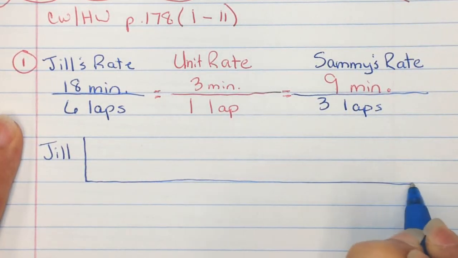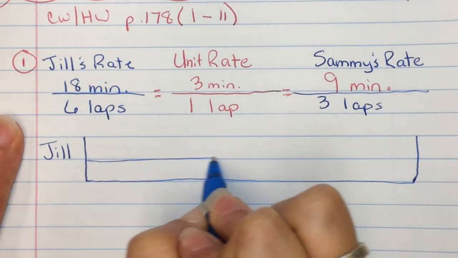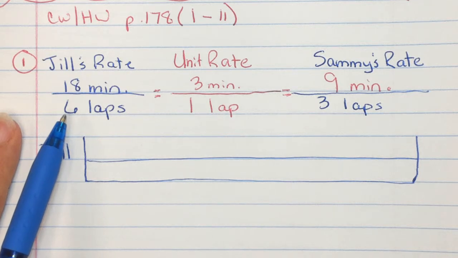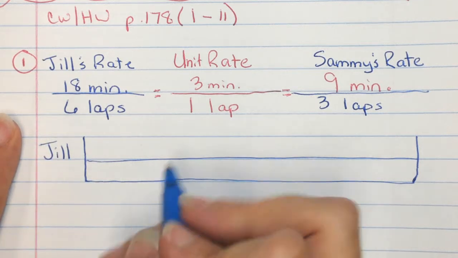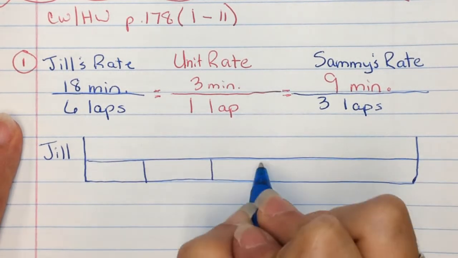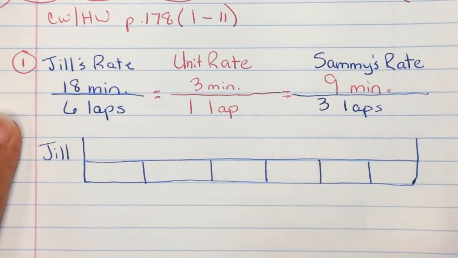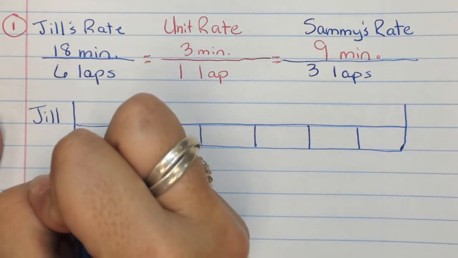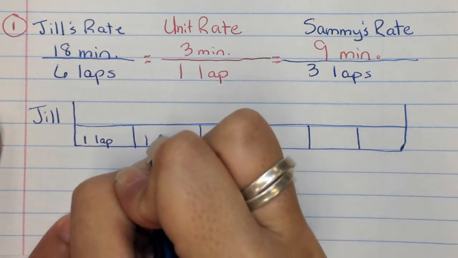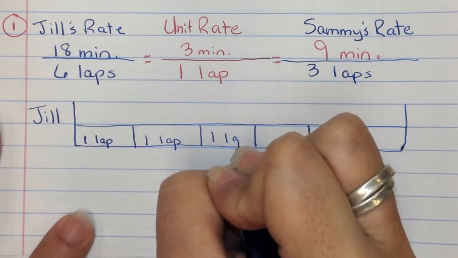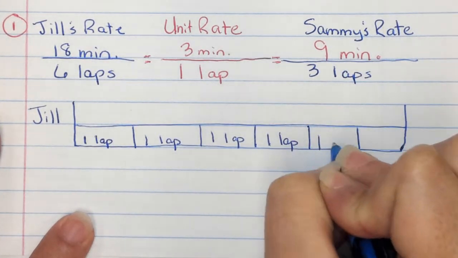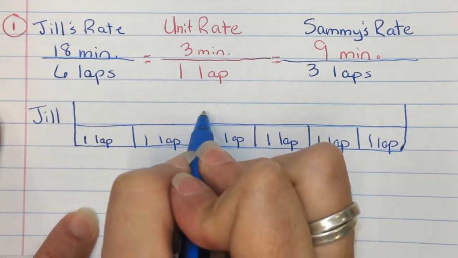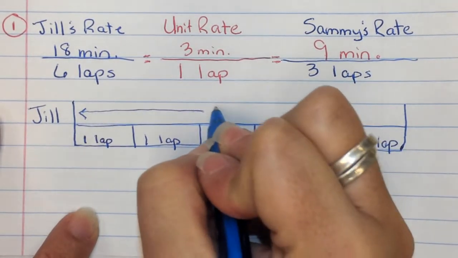I just usually start by drawing a pretty long box. Like that. I notice that Jill has 6 laps on this one. That means I need 6 boxes on the bottom. So, 6 on the bottom. 1, 2, 3, 4, 5, 6. Just doing the best I can, getting my boxes the same. Okay, I get to write 1 lap 6 times. And this is represented in 18 minutes.